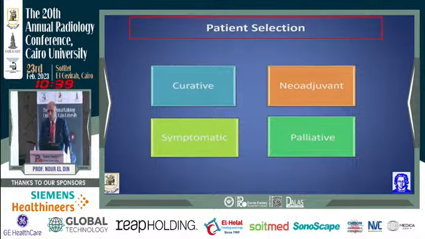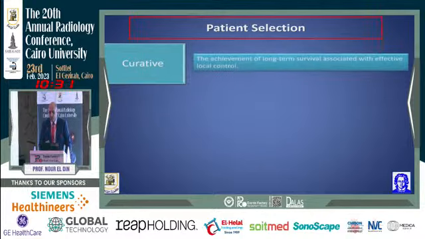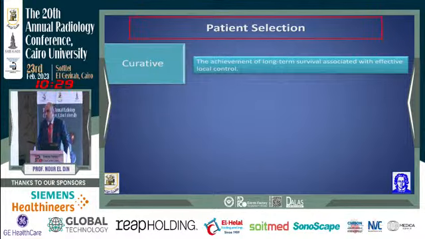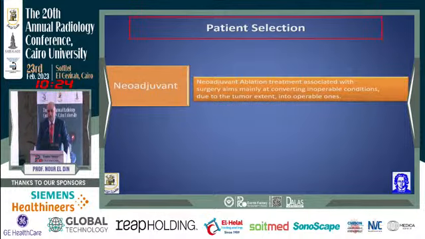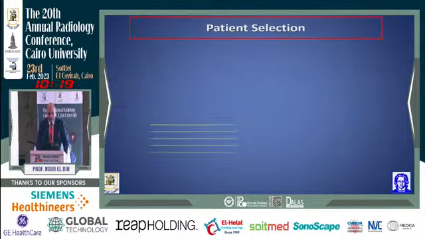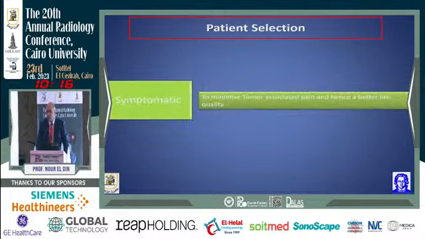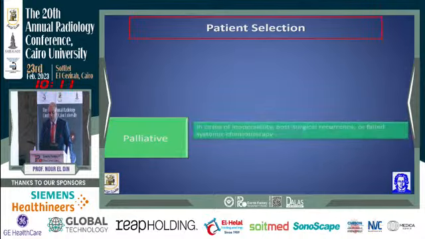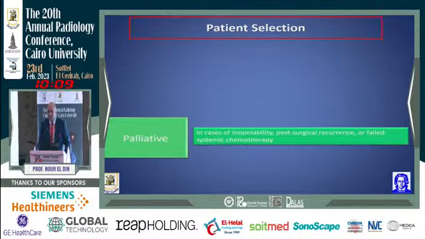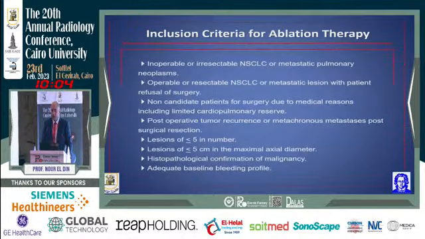Patient selection is the core of this treatment, and we have different concepts, either curative to include long-term survival associated with local tumor control, but also neoadjuvant in order to convert non-surgical patients into surgical patients. I will show you some examples in this way. Symptomatic treatment is to control symptoms like painful metastasis, and palliative in order to improve patients' quality of life for cases of inoperability or post-surgical recurrence or failed chemotherapy.